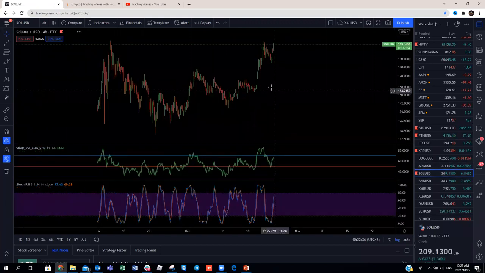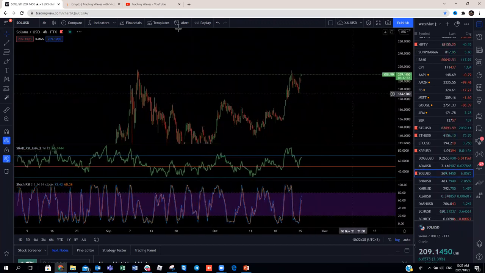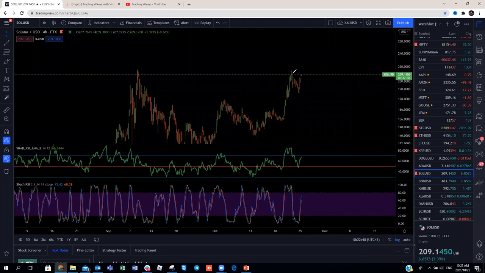Solana, finally breaking out of the 4-hour correction. This is the 4-hour correction that we saw yesterday. Continues to the upside. We'll look for more upside here. This is the all-time highs on Solana. We may see a pullback from those levels before we continue to the upside. Okay.